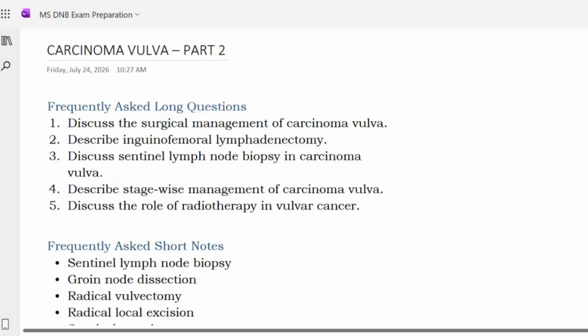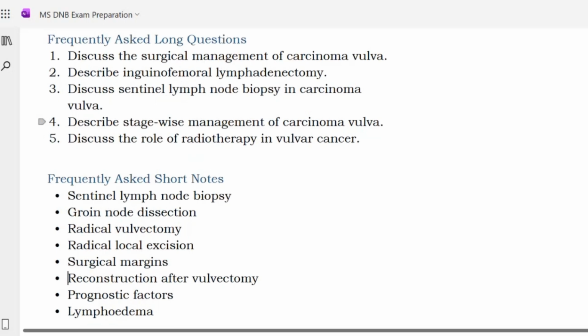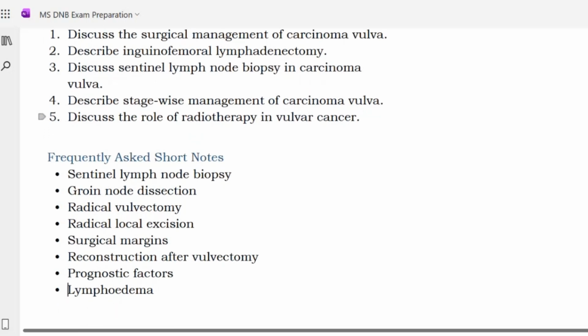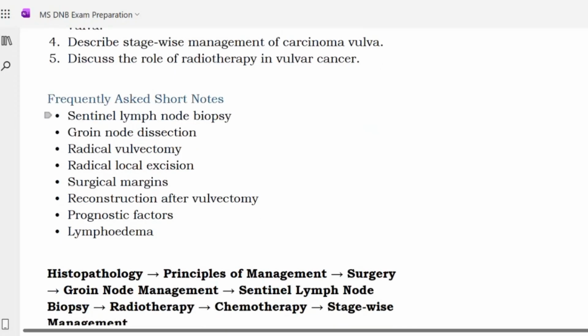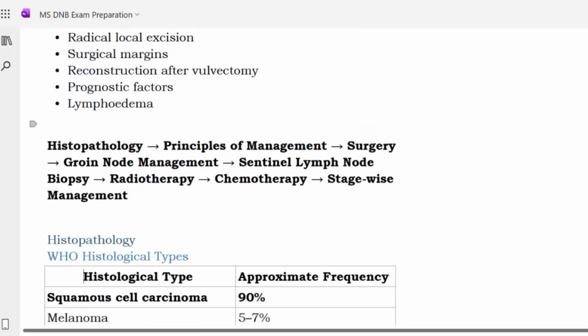The most commonly asked questions on this particular topic will be surgical management of the carcinoma of vulva. You may be asked about the inguinofemoral lymphadenectomy, discuss the sentinel lymph node biopsy in carcinoma of vulva, describe stage-wise management of the carcinoma of vulva, discuss the role of radiotherapy in vulval cancer. Then short notes, there may be sentinel lymph node biopsy, groin node dissection, radical vulvectomy, radical local excision, surgical margins. Maybe a viva question, reconstruction after vulvectomy, prognostic factors, and lymphedema.